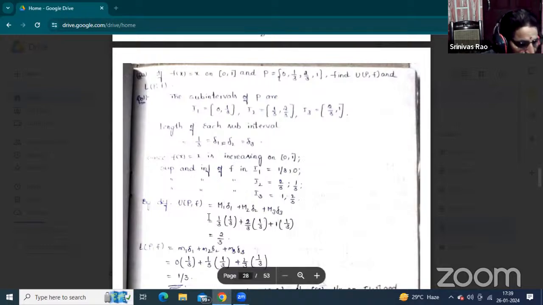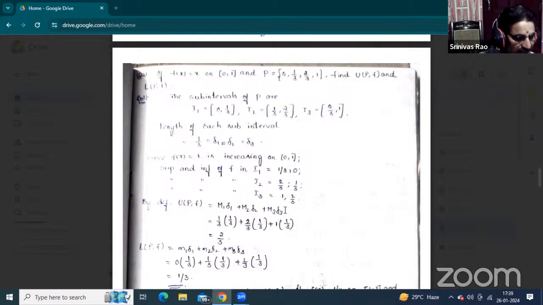The upper Riemann sum is capital M1 del 1 plus capital M2 del 2 plus capital M3 del 3. The simple definition is the summation over r equal to 1 to 3 of capital Mr del r. Small mr is the infimum of Ir, and capital Mr is the supremum of Ir. These are the infimum and supremum on the subintervals according to the functional values. First of all, we substitute those values.